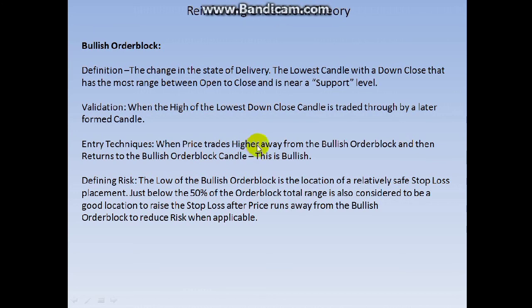Then when price trades lower away from the bearish order block and then returns to the bearish order block, that is going to be our bearish entry. So everything I'm saying here is just going to be vice versa for the bearish order block.